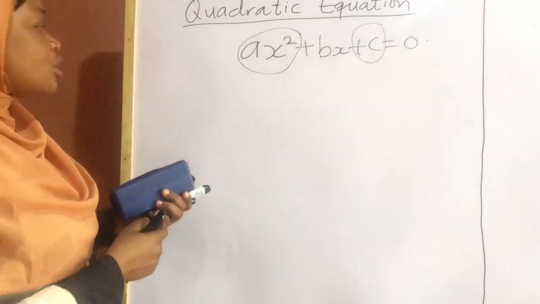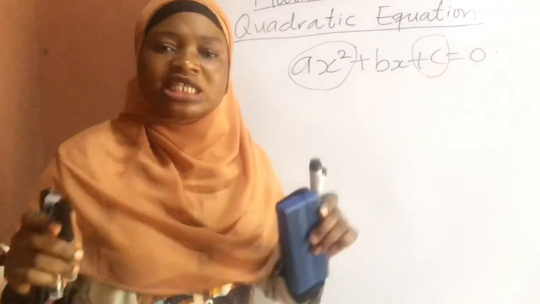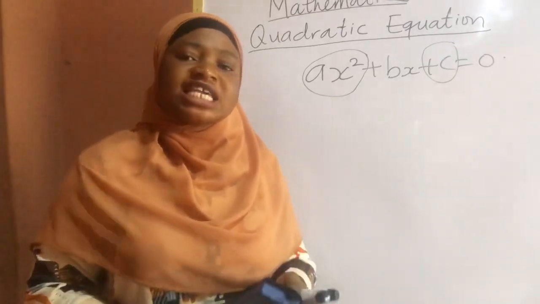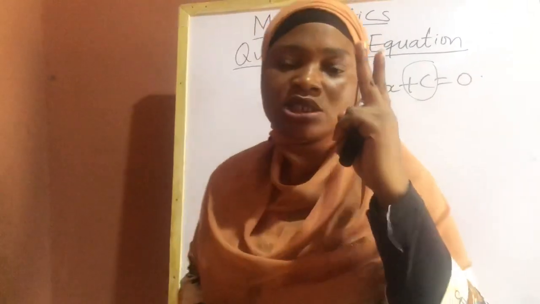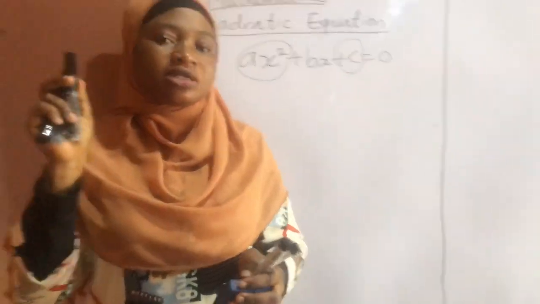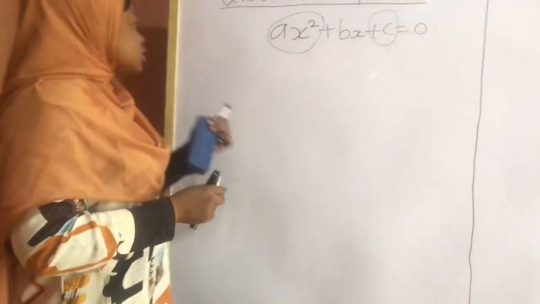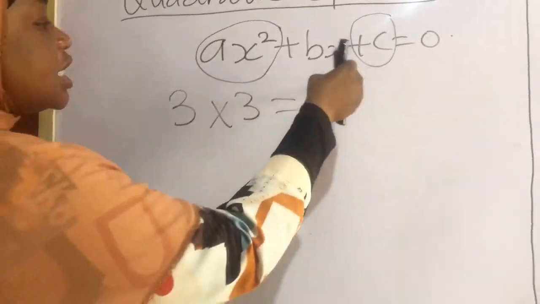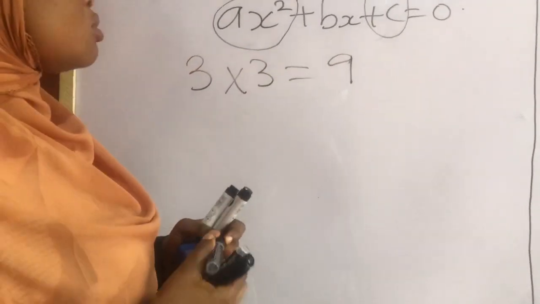Now, to understand the completing the square method, you have to understand what is known as a perfect square. A perfect square is the multiplication of the same number together twice. The answer gotten is known as a perfect square. For example, if I multiply 3 by itself, 3 multiplied by 3 is equal to 9. That 9 is the perfect square.